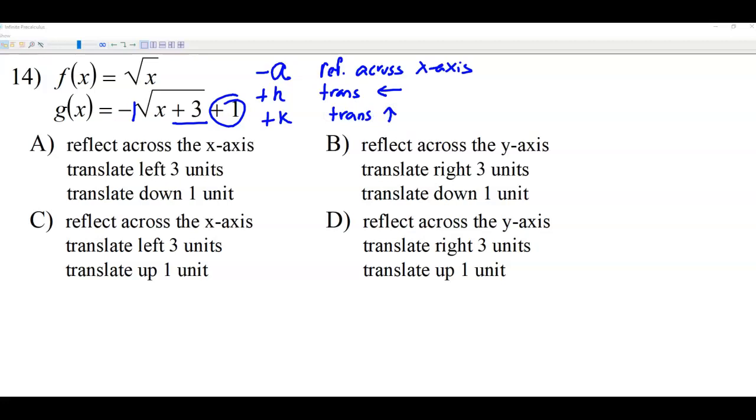So reflect across the x, translate left, translate down, no. Reflect across the x, that's a winner. Translate left, that's a winner. Translate up, that's a winner. All right, so it looks like C is going to be the answer.